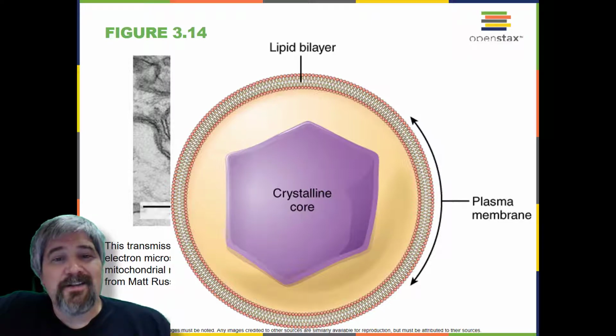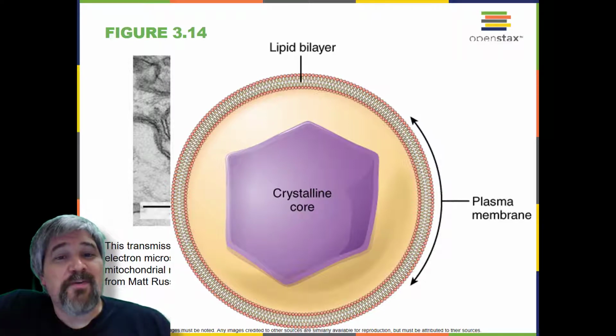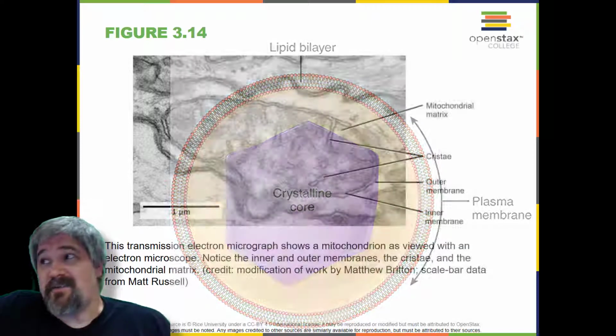A byproduct of these oxidation reactions is hydrogen peroxide, H2O2, which is contained within the peroxisomes to prevent the chemical from causing damage to cellular components outside of the organelle. Hydrogen peroxide is safely broken down by peroxisomal enzymes into water and oxygen.